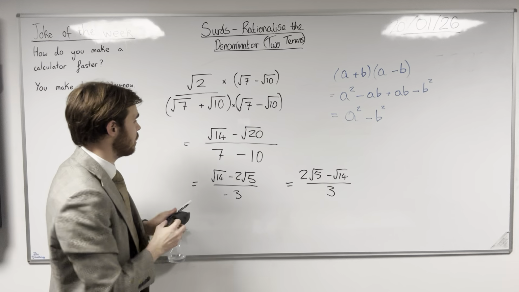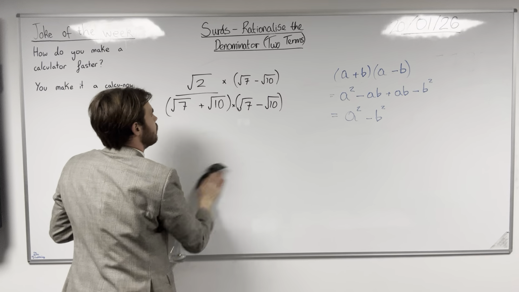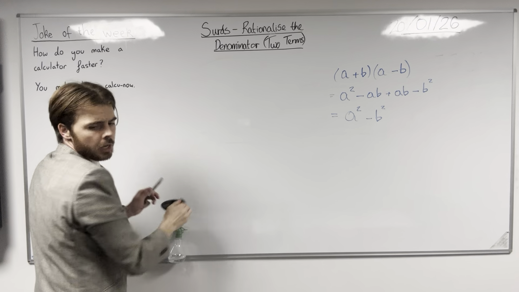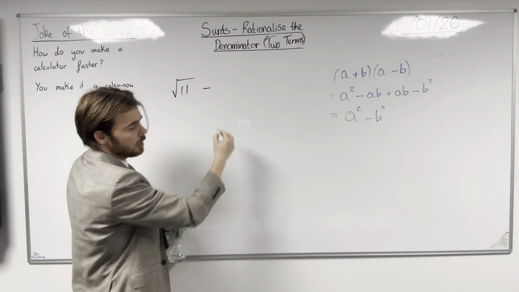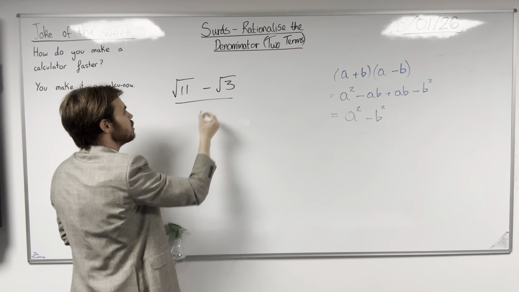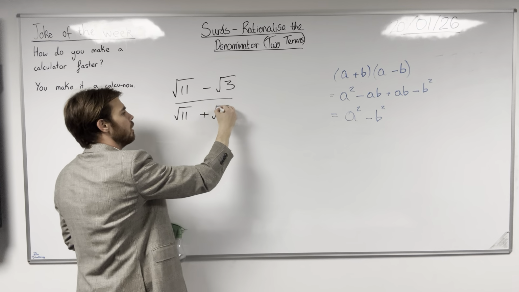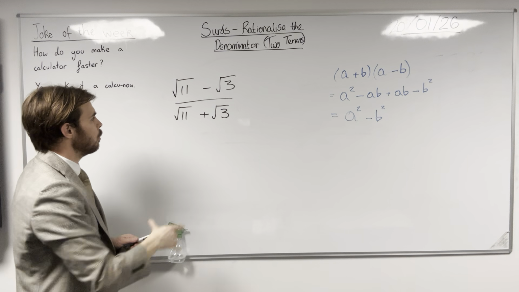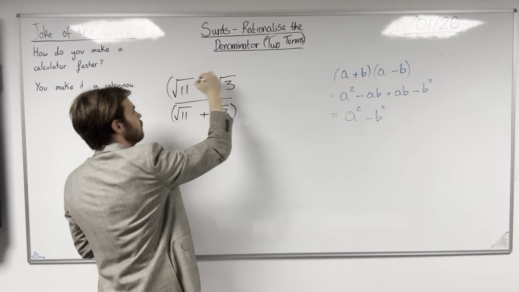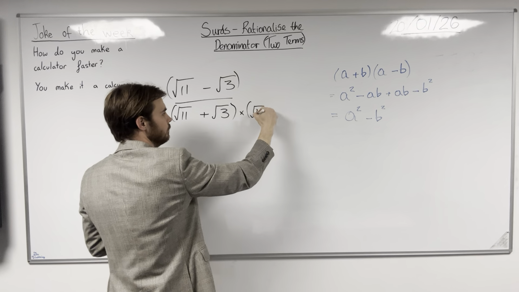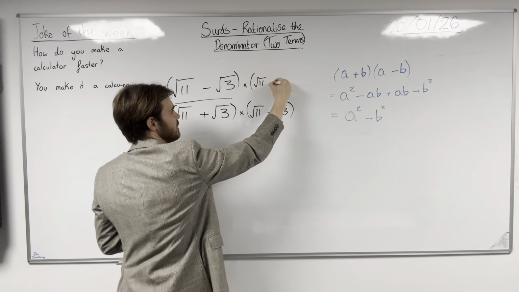Right, we'll do one final example. Right, last example for you. I have the square root of 11, take away the square root of 3, and then on the denominator, I have the square root of 11 plus the square root of 3. Okay, so we worry about the denominator. I need to multiply by the opposite. So I get my brackets, multiply by square root of 11, take away the square root of 3, and then the square root of 11, take away the square root of 3.